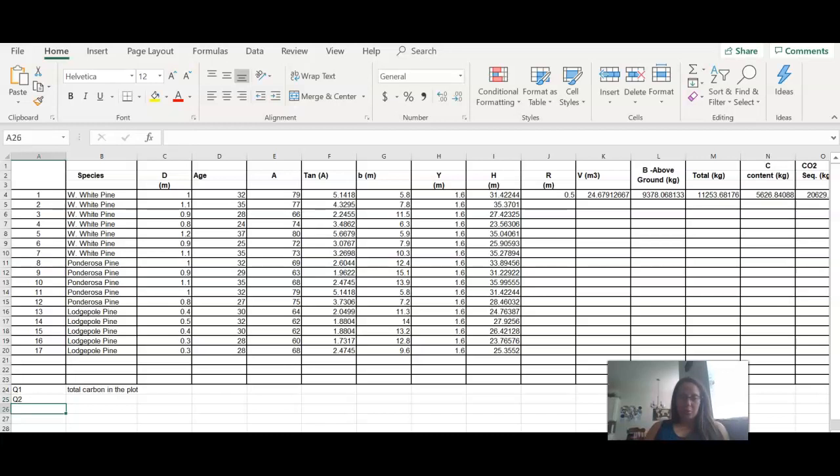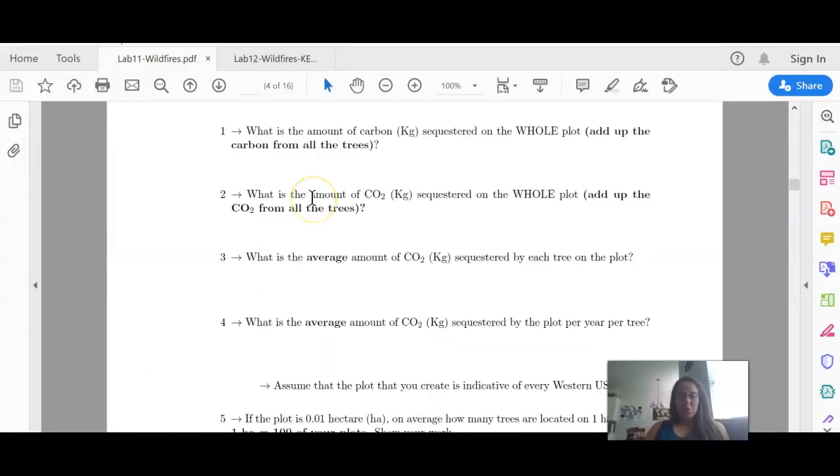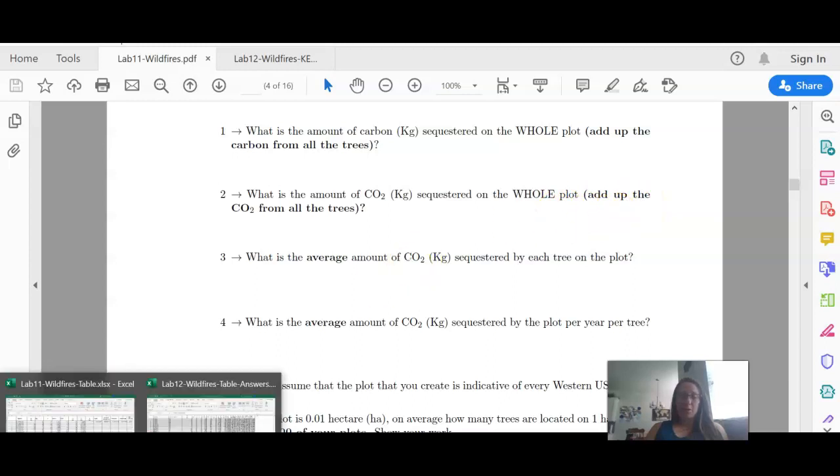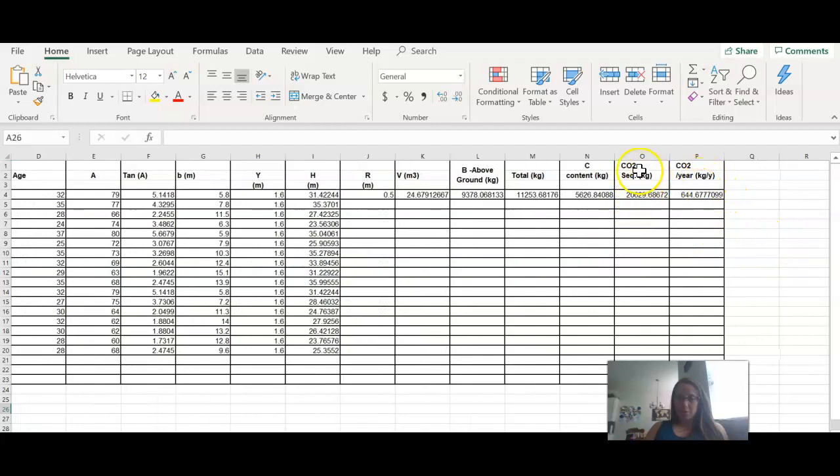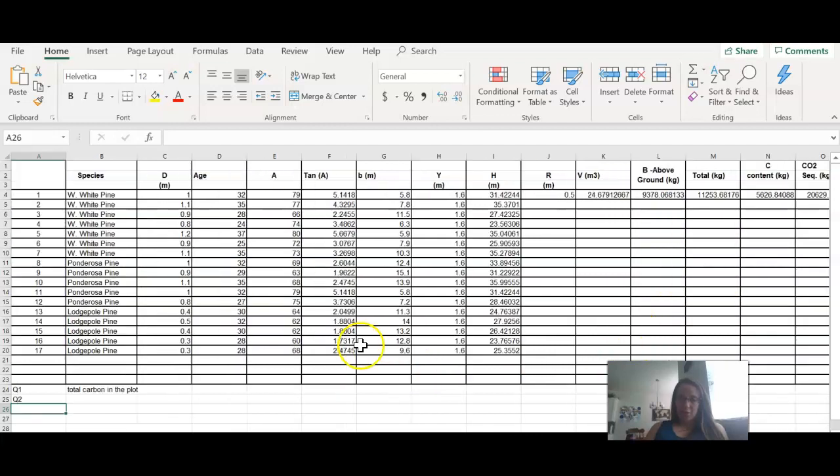Let's see what it's asking us for. Question 2 is, what is the amount of carbon dioxide in kilograms that is sequestered on the whole plot? So now we just add up the values from the carbon dioxide that is sequestered per tree. So now you're going to be adding up this column's values. Add up all of these together, and that's going to give you that number. So the total CO2 in the plot. Excellent. Question 3.